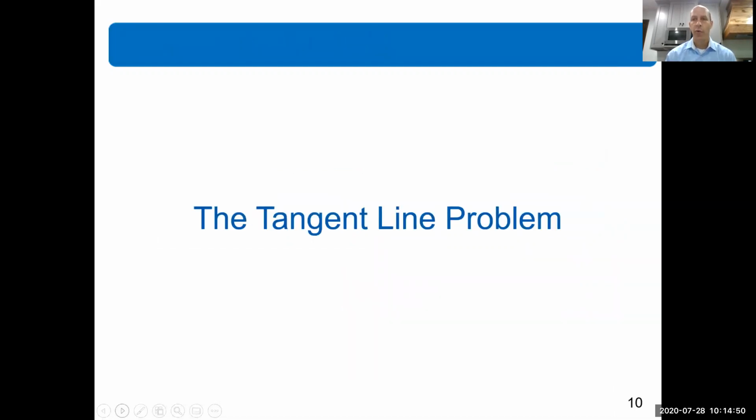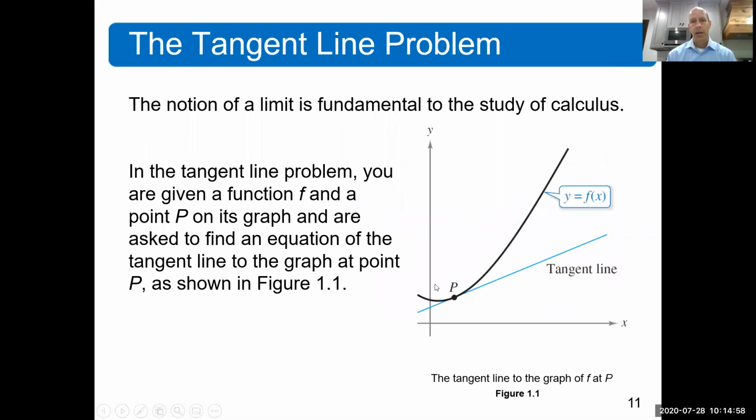Now, there are two big problems that calculus solves historically. One is the tangent line problem. And the question basically comes down to this. Here's a curve, f of x. How do I find the equation of the tangent line of that curve at point P for any location on this curve? What is that strategy?